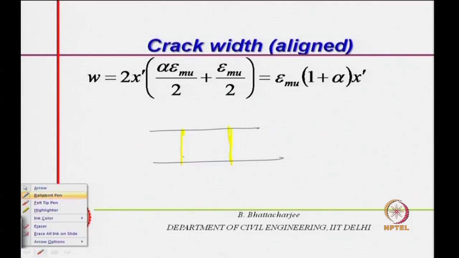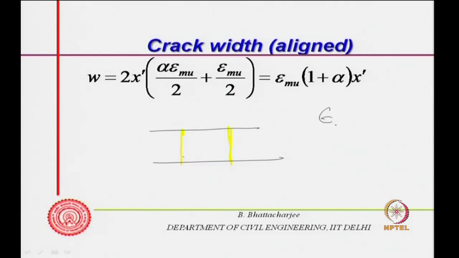The matrix was earlier at epsilon mu strain. Now only this point is at epsilon mu, and the rest of the place it is less than epsilon mu. So, actually the matrix would have shortened a little bit, and the stress from the matrix went into the fiber, and therefore, fiber strain is higher. That is what we have seen in the last lecture.